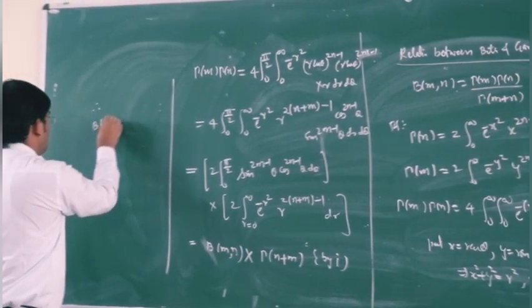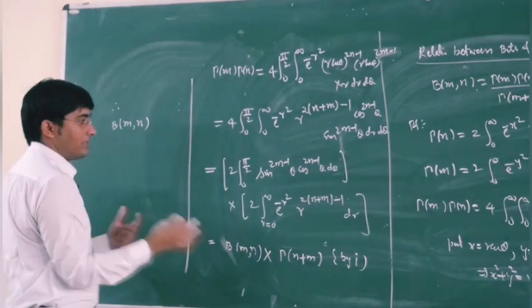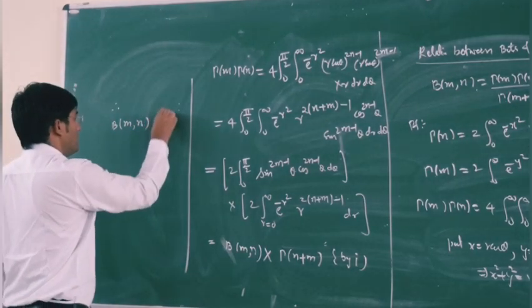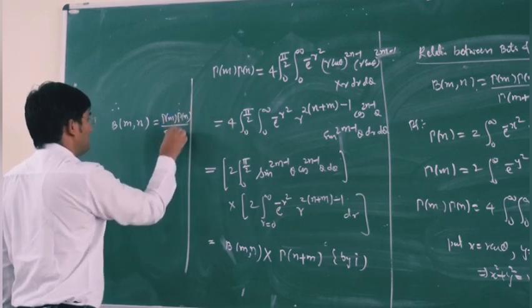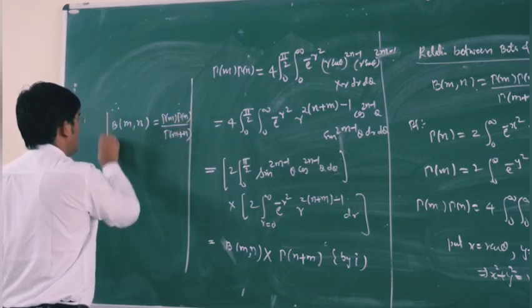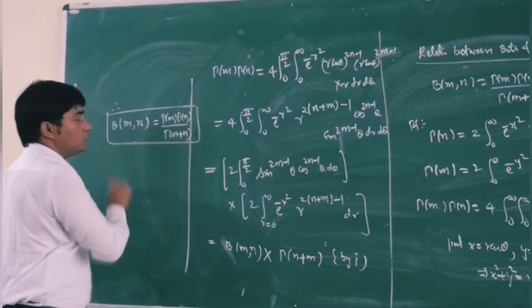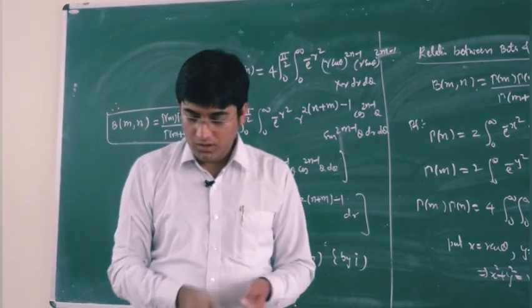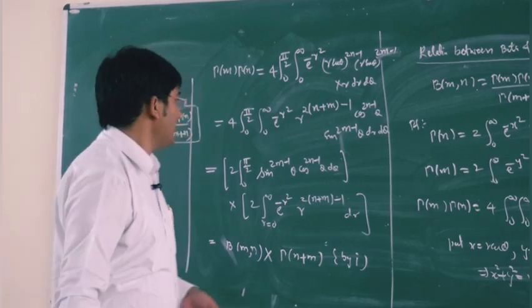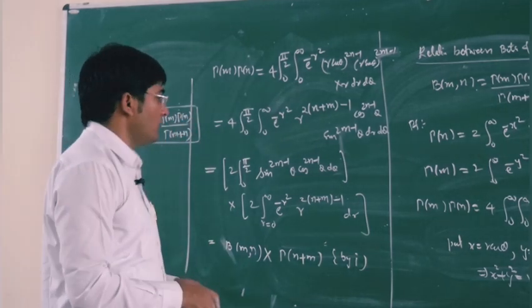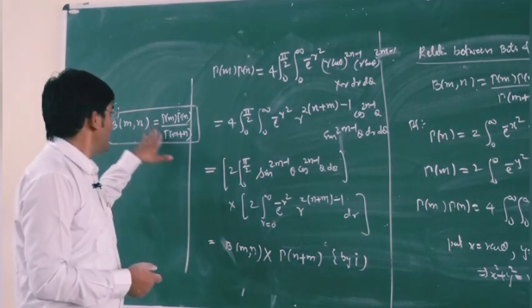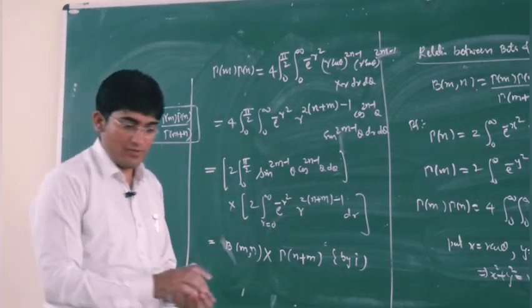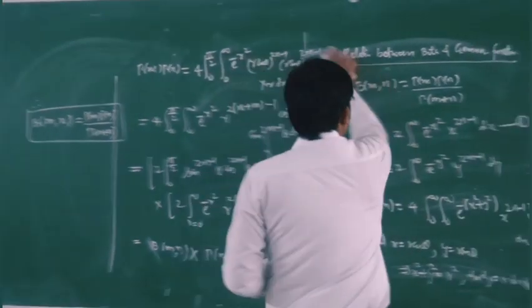Beta m, n, your left hand side was gamma m into gamma n. So we have gamma m into gamma n upon gamma m plus n. So your beta m n is equal to gamma m into gamma n upon gamma m plus n. And this is a very important result, and it gives a relation between beta and gamma function, and with the help of this relation we can have many deductions.